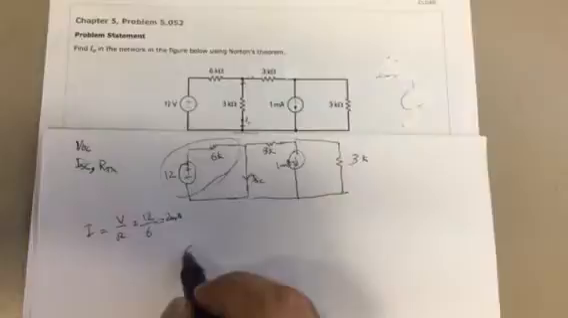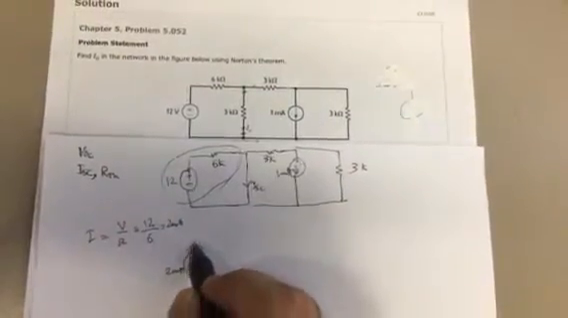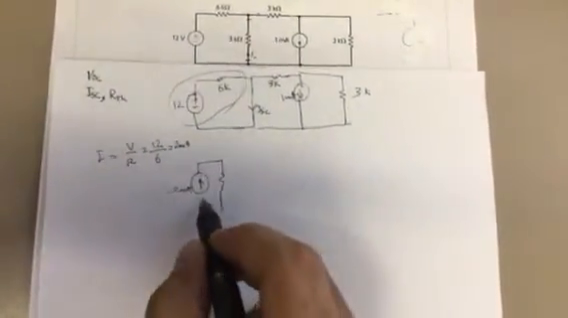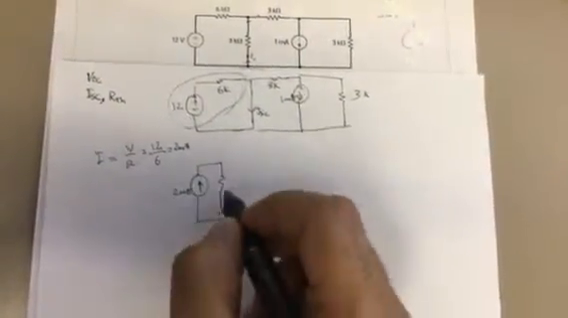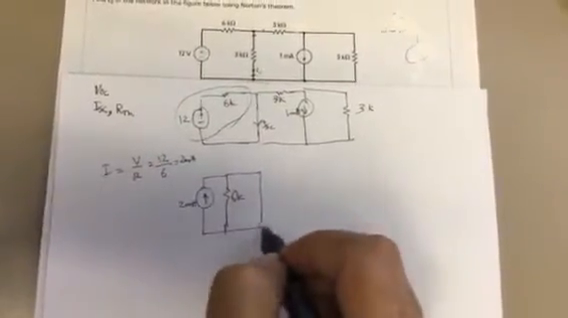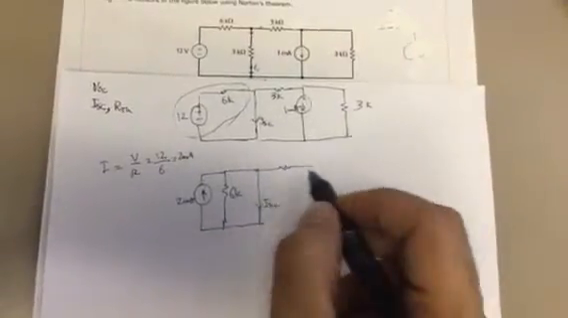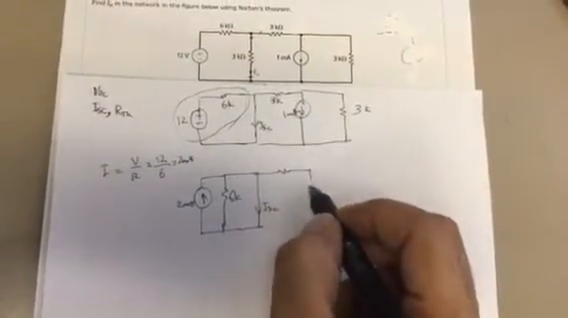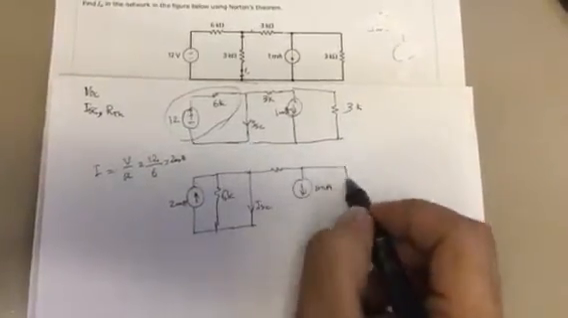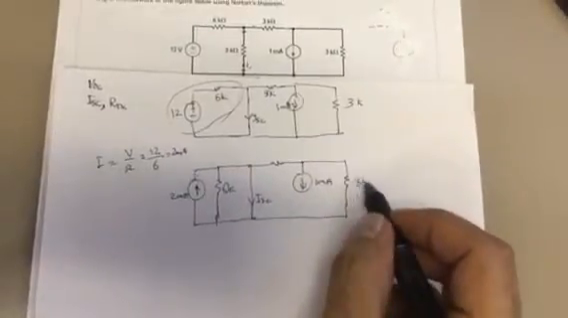So I'm going to replace this with a 2 milliampere source, and I'm going to have that 6K just in front of it. Then I have a 6K over here. Then I have this short circuit current, ISC. Then I have this 3K, and I have this 1 milliampere coming down, and then I have this 3K over here.